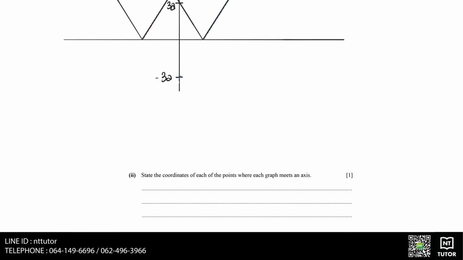A2. State the coordinates of each of the points where each graph meets an axis. So it wants us to state where the graph meets the x-axis and where the graph meets the y-axis for both equations.